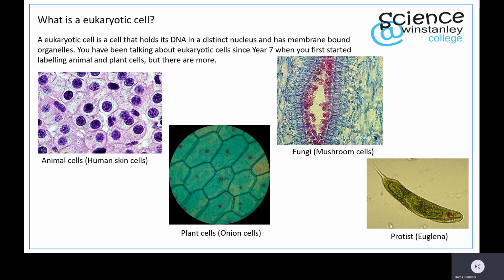In the next photograph, you've got fungi cells. These are mushroom cells. You can see again that they have a membrane-bound nucleus, which holds its DNA, and they have a cell wall, but this time it's made out of chitin. And lastly, you have the protists, such as euglena. These are single-celled eukaryotic organisms. So if it's a single cell and it's eukaryotic, chances are it is a protist.